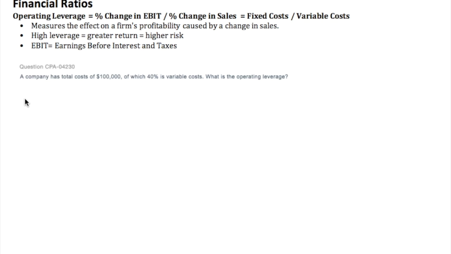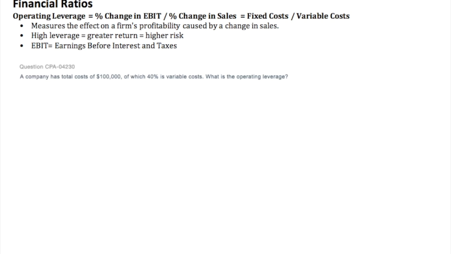So, to go on to a question, I think this will help us better understand the operating leverage ratio. A company has total cost of $100,000, of which 40% is variable cost. What is the operating leverage? We were not provided with anything about a change in EBIT or a change in sales, but we were provided with information about the fixed cost compared to the variable cost.